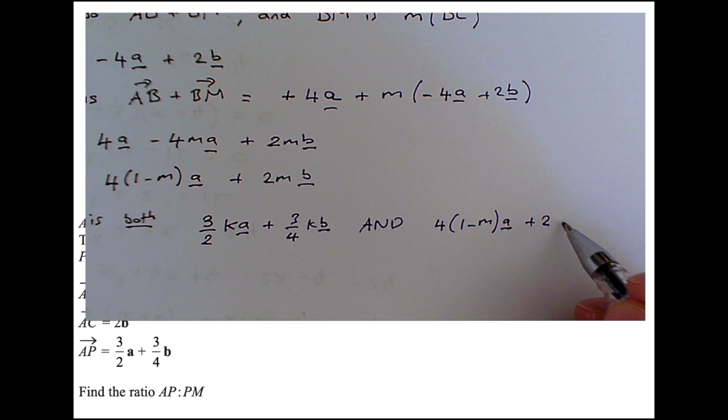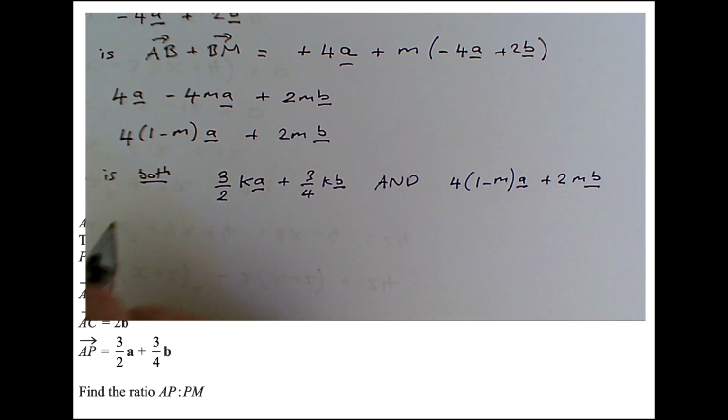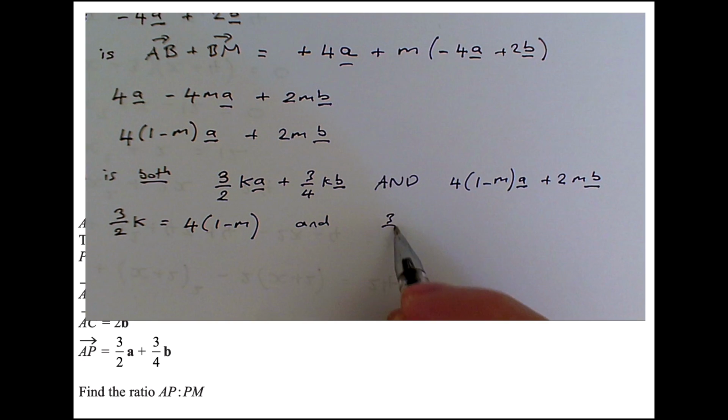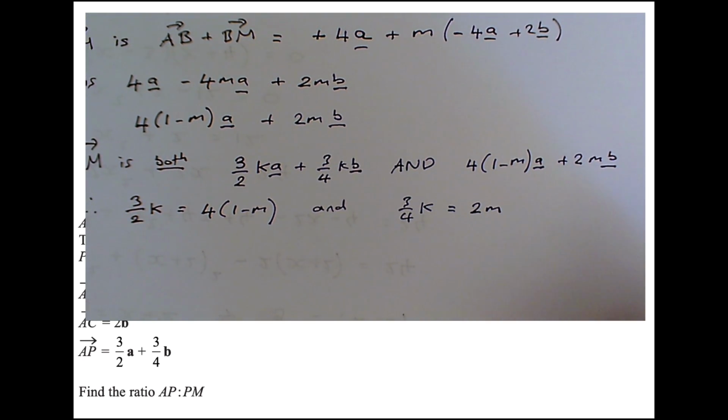So because these are the same vector, then that means that 3 over 2k must be the same number as 4 minus 4m. They've got the same A coefficients. And 3/4 of a k must be the same thing as 2m, because they're both the same vector, A to M. Now what this means is that I can solve and find a value for k and m. K is really the one I want.